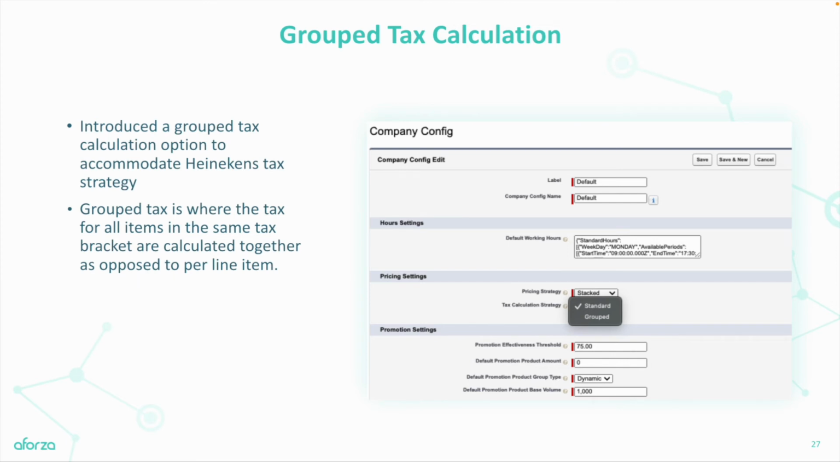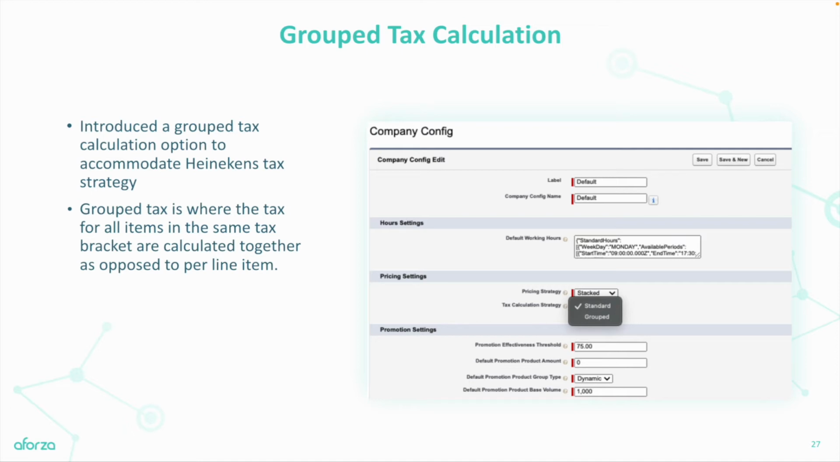We also have introduced grouped tax calculation. This allows you to have flexibility based upon localization and different rules of taxation, where you can apply different calculation strategies to support varying tax rules. This is a config setting that can be put in place and it will then apply to your entire solution.